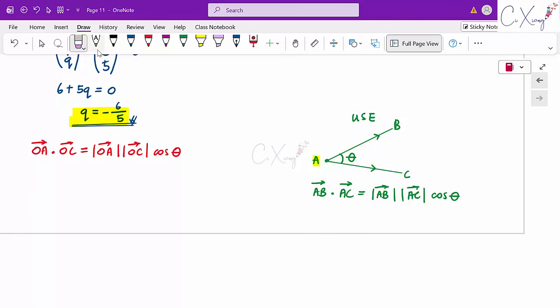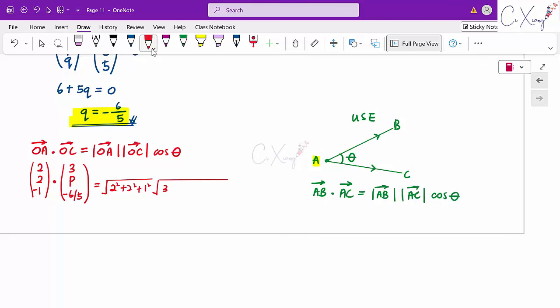Alright, so what is the OA? Vector OA is 2, 2, 1. Oh, sorry, 2, 2, -1, right? So I'm having 2, 2, and -1, dot product with OC. So what is the OC here? 3, P, Q. Q, I successfully found the value just now, -6 over 5. Equals to the square root of OA, 2 square plus 2 square plus 1 square. Then the modulus of OC is 3 square plus P square plus negative 6 over 5 square.